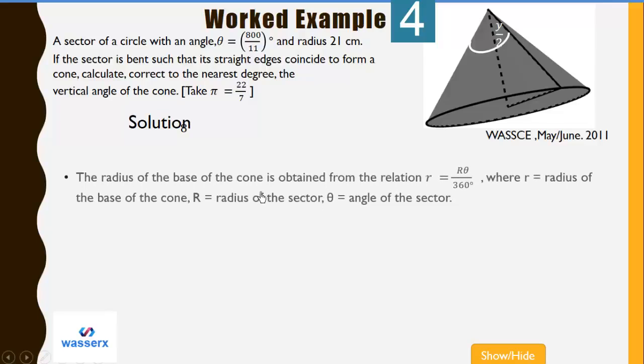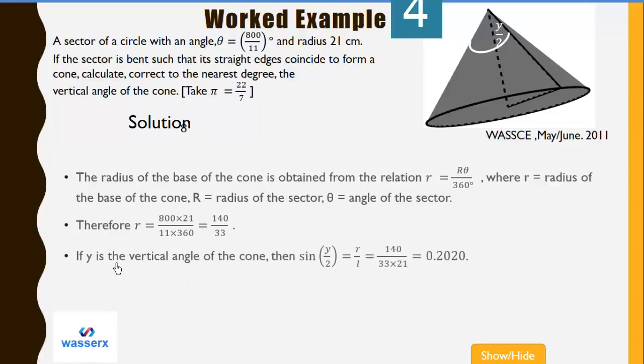We know the radius of the base of the cone is obtained from the relation as we just saw. So now small r, that's the radius of the base of the cone, is given by this. We sub in all these values to obtain 140/33.